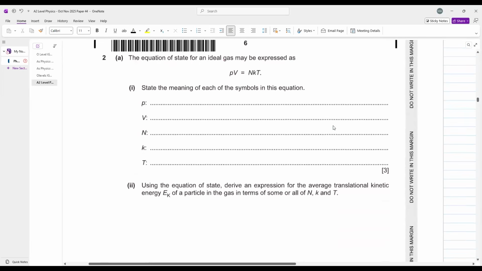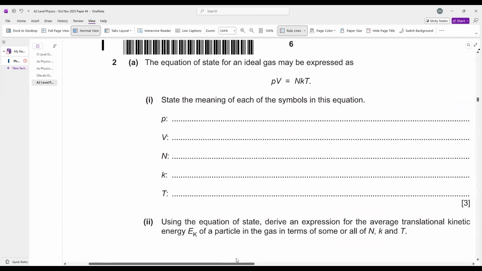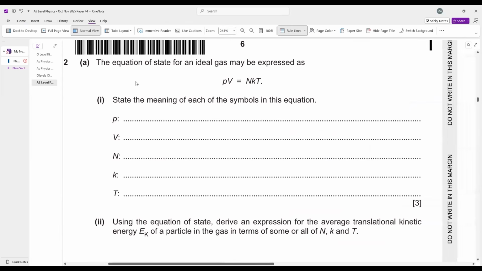Now let's further move ahead. हाँ जी, इधर आ जाओ. चलो, let's see this. The equation for an ideal gas can be expressed like this. State the meaning of each of the symbols in this equation. P का मतलब क्या है? Pressure. Now I am trying to write neat and clean because I have gotten complaints in the comment section कि सर आप neatly लिखा करें. चलो, neatly लिख देते हैं.